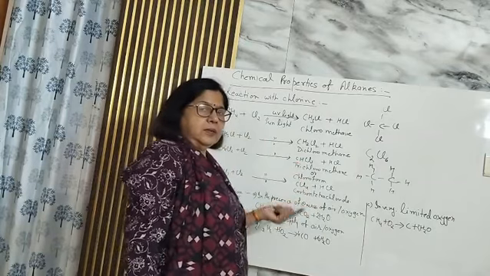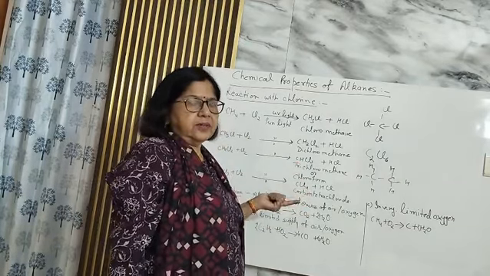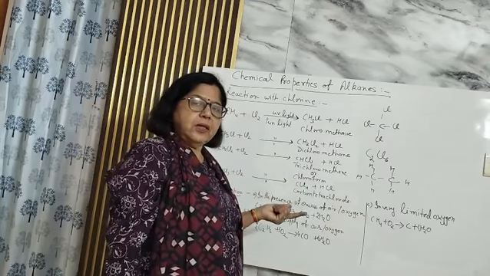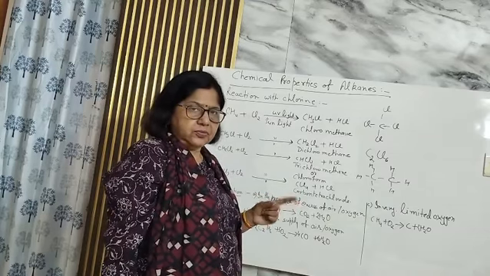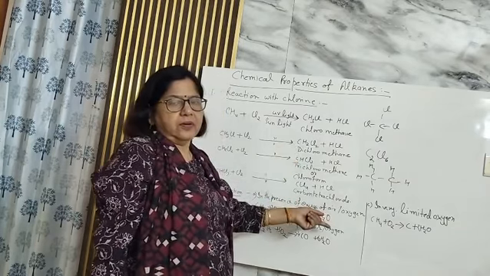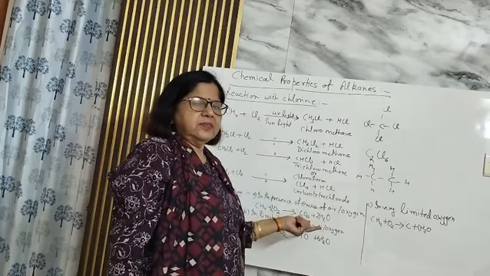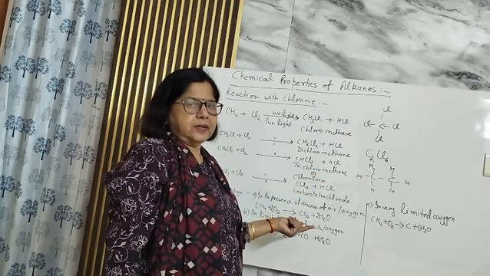Other than this, children, in your book, the catalytic oxidation is also given with K2Cr2O7 or with KMnO4, and that is not in your course. So don't waste your energy on that. This is your course. Alright, children? So after this, there are the uses. Uses are simple. You can go through it.